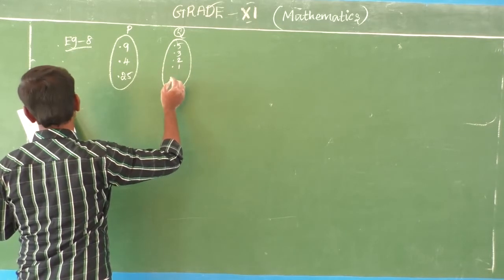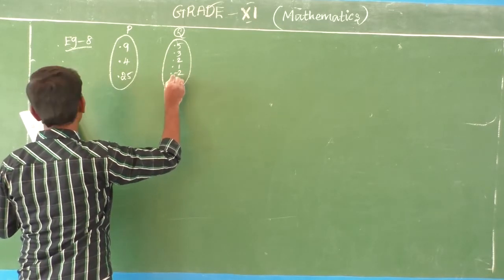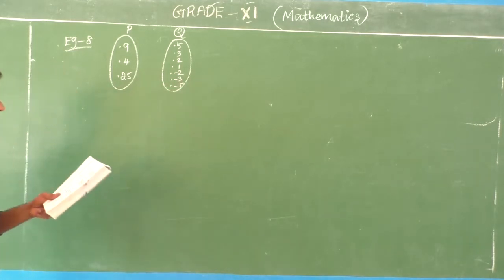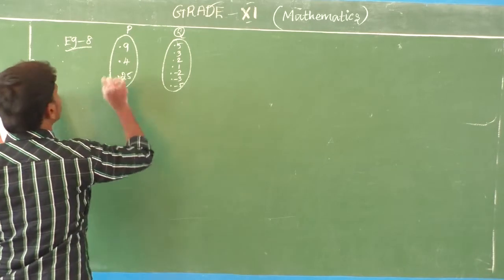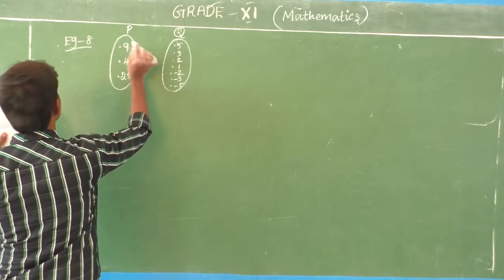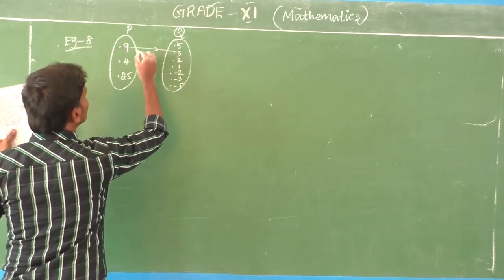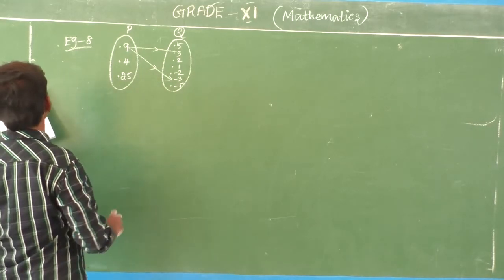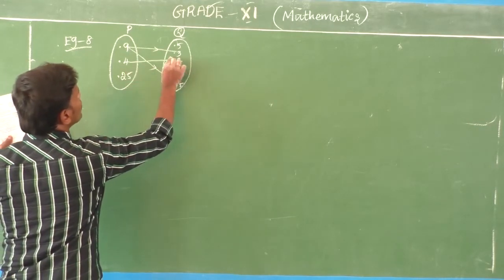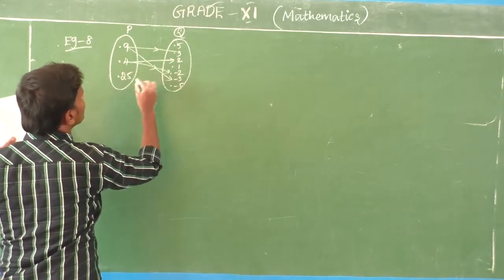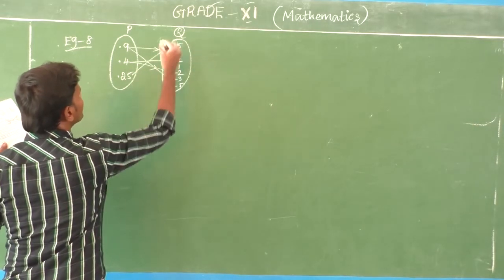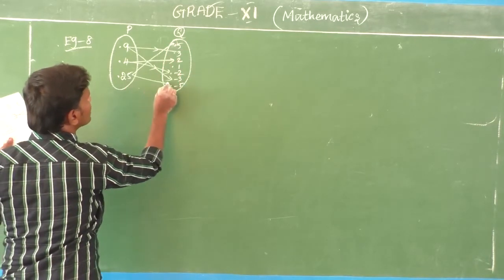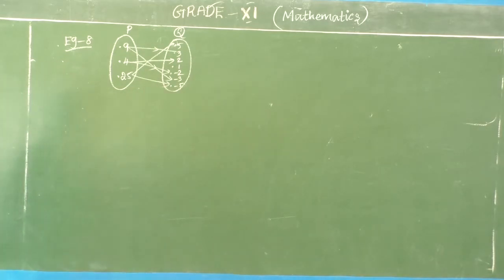1 and -2, -3, -5. And in the arrow diagram, 9 is mapped to 3 and -3. Then 4 is mapped to 2 and -2. Then finally 25 is mapped to -5. Sorry, this one is 5. -5 and +5. So this is your given arrow diagram.